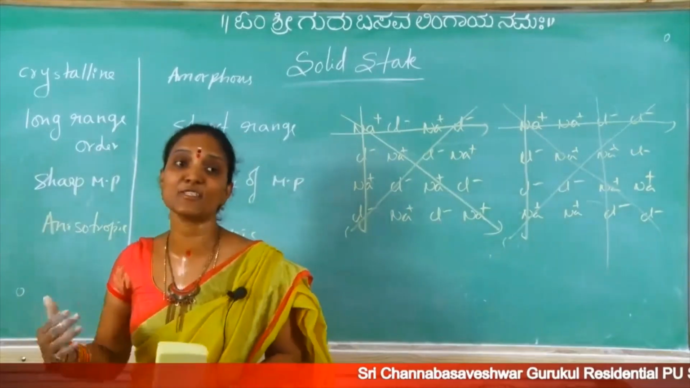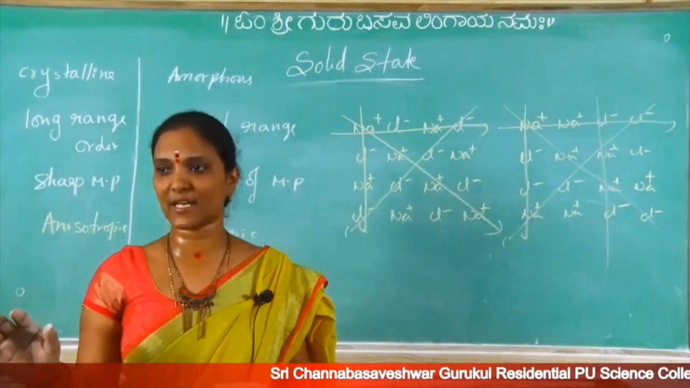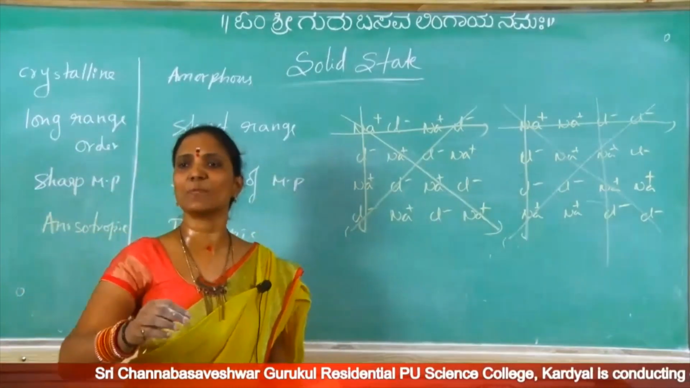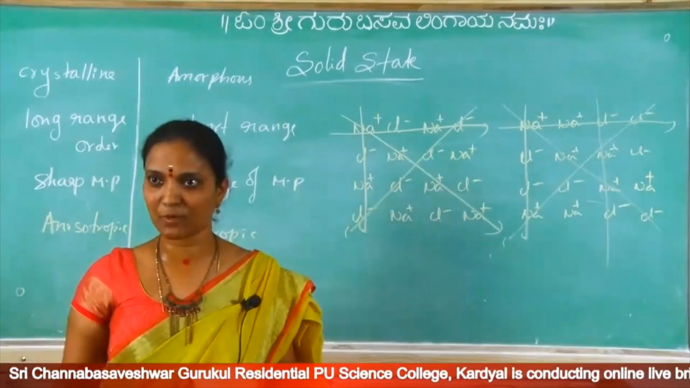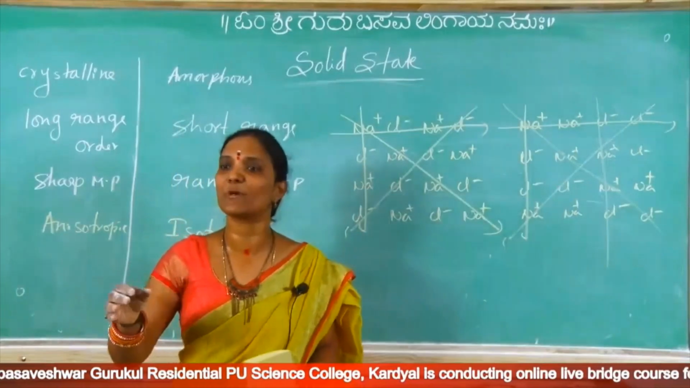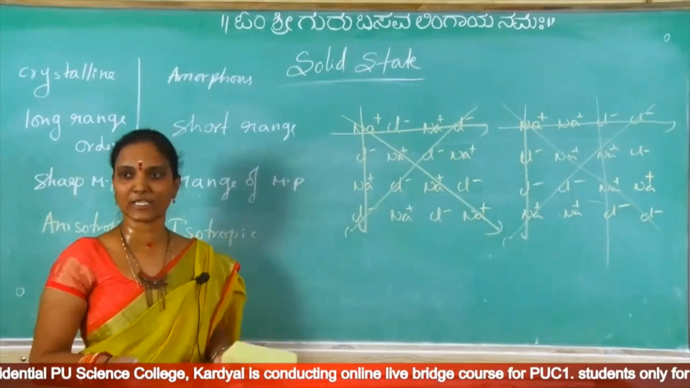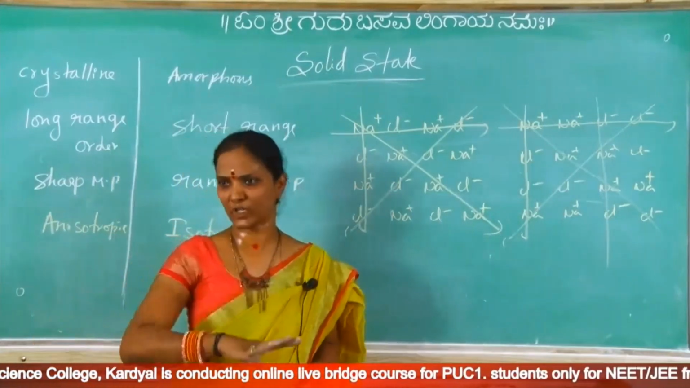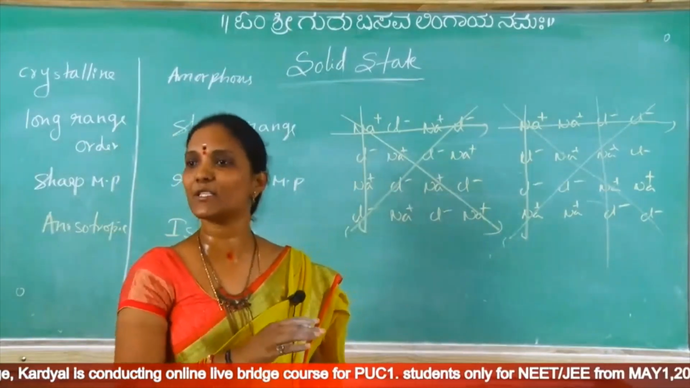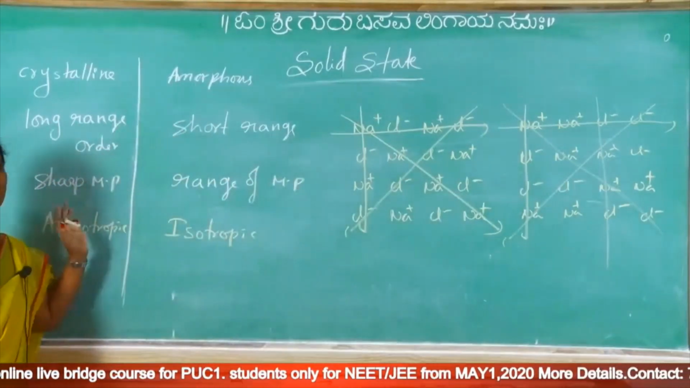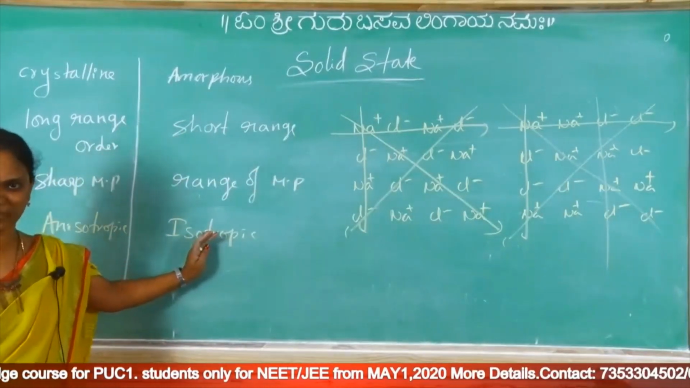So which are anisotropic in nature? Crystalline solids are anisotropic in nature. And when physical properties like refractive index and conductivity are similar in all directions, then that nature is isotropic. So crystalline solids are anisotropic in nature, amorphous solids are isotropic in nature.